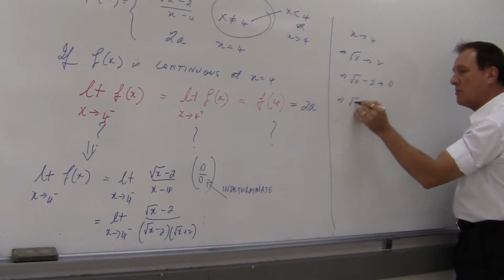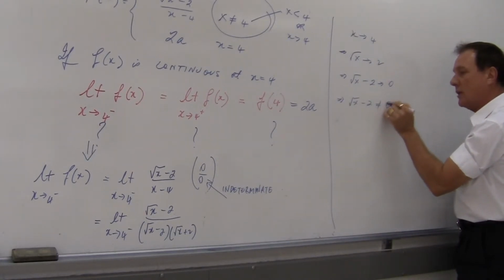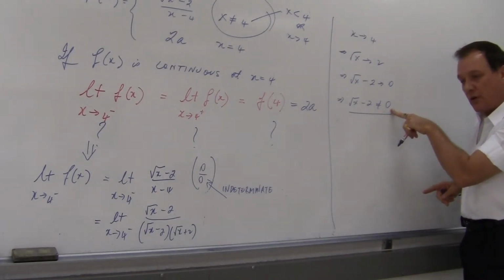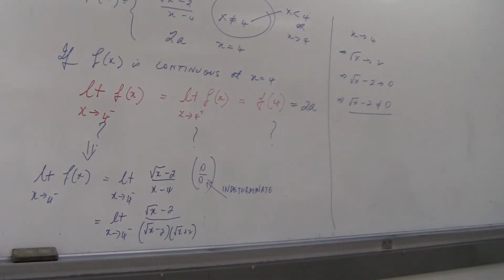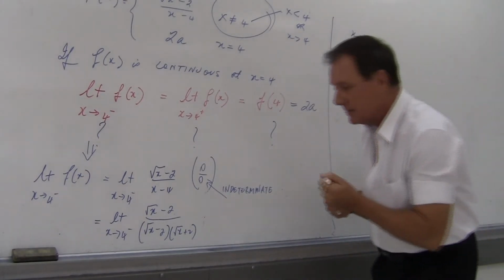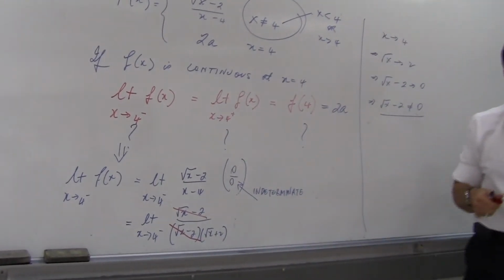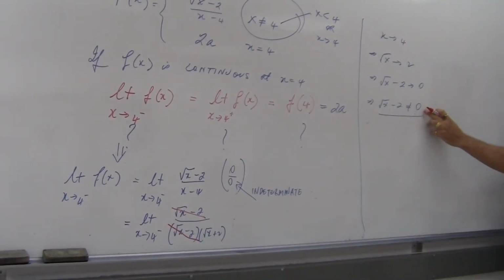Alright, but root X minus 2 is not equal to 0. If you say it's approaching the value, then that's what it's doing. It's not equal to the value, it's only approaching it. So as a result here, this thing here is not equal to 0. Now, what that allows me to do is this. I can cancel that and cancel that. Why? Because this thing here is not 0. I'm not dividing by 0.